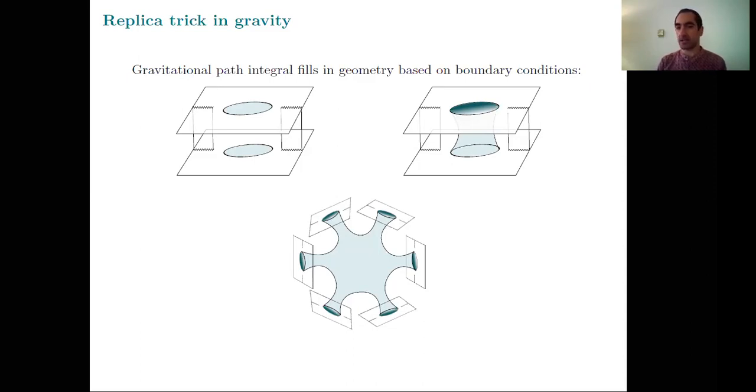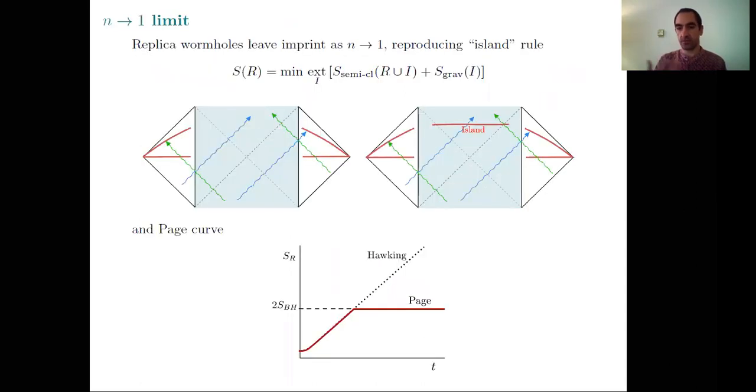I'm not going to talk much more about replica wormholes. I mainly set this up to show you that this perspective gives you what's called the island rule. So you compute these Renyi entropies, and you want to compute the entanglement entropy in the end, which means you want to do an analytic continuation to n equals 1.